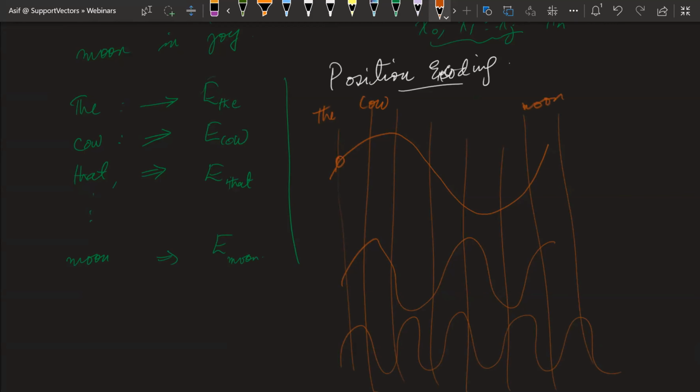So you take these points, these values. Here you say, okay, this is rising, this is in the increasing part. This is also rising. And if you look at the word that, it is near the peak. This is decreasing, this is increasing. Just by looking at these values, you can tell where this word is relative to this word and this word, right? This word's position encoding is different from this word's, and two words that are very close to each other will have very similar position encodings. Like the and cow have fairly similar position encodings, but that has a different encoding. By the time you come to moon, its position encoding will be different.